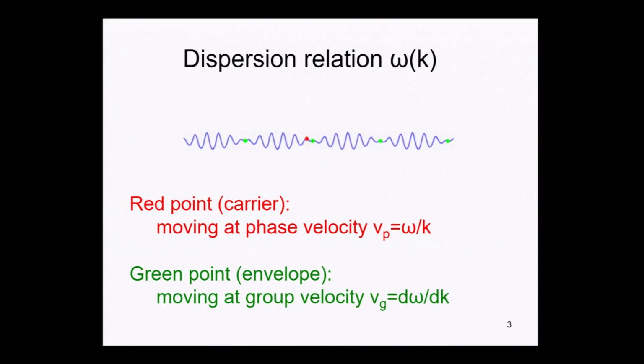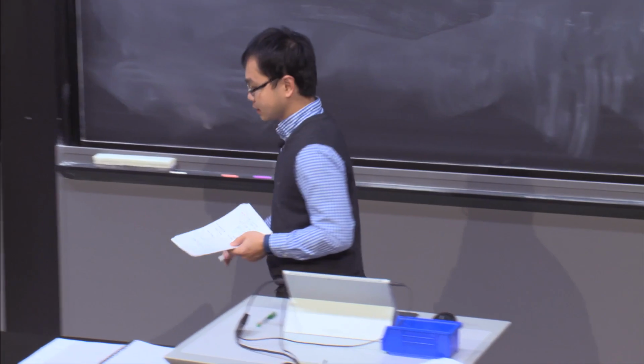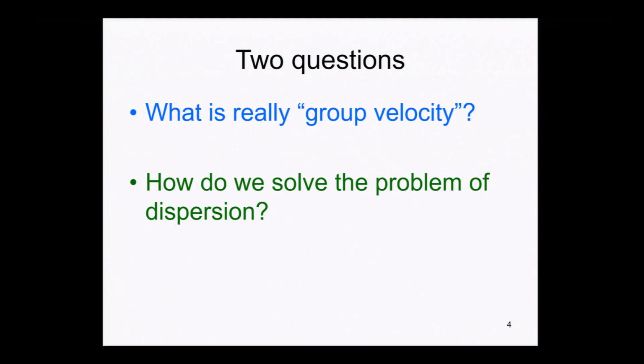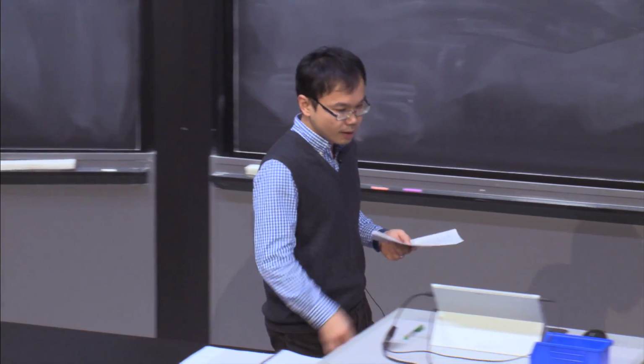Okay, so that's what we learned last time. You may ask, what do I mean by group velocity? Can I use it beyond what we have done for the beat phenomena? So what do I mean by group velocity, and is it really useful? Which part of the structure was I talking about?